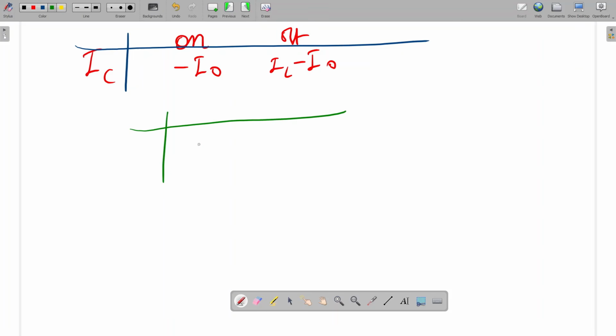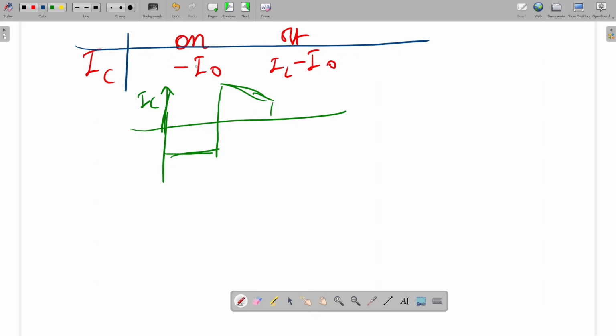So here also we can draw the graph. This is minus I naught, and IL will be somewhat triangular, so it will be like this one. This is the graph of the IC. So we can apply ampere-second balance here.